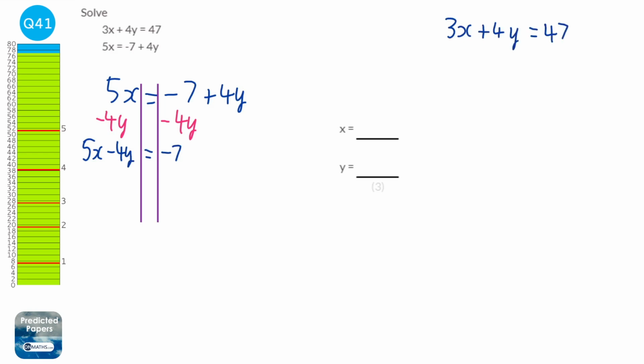Okay, so what we do now is we put both our equations down so we can solve these simultaneously. So 5x minus 4y equals minus 7. And you notice the coefficient of the y is already the same, so we don't need to multiply anything. But the signs are different, and the d in different is the d in add. So we're going to add going downwards. So we're going to add everything.